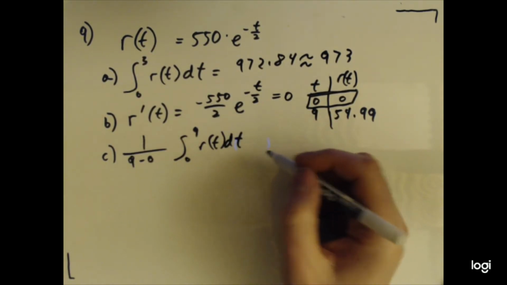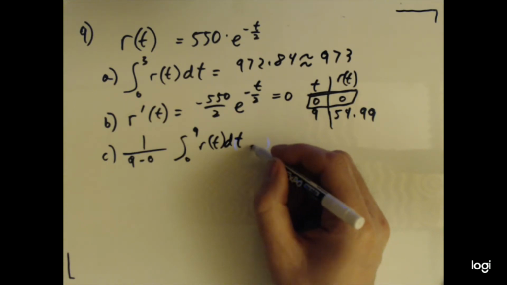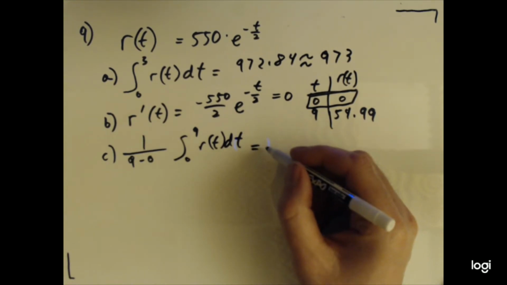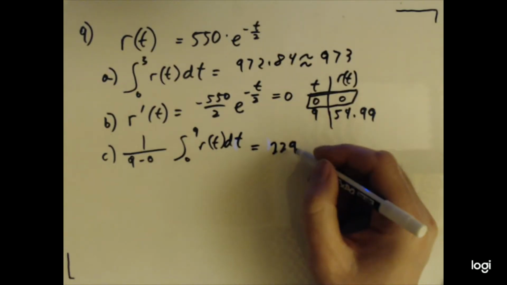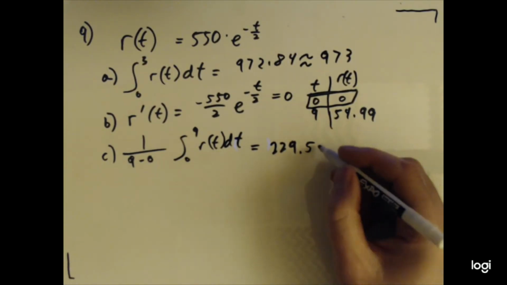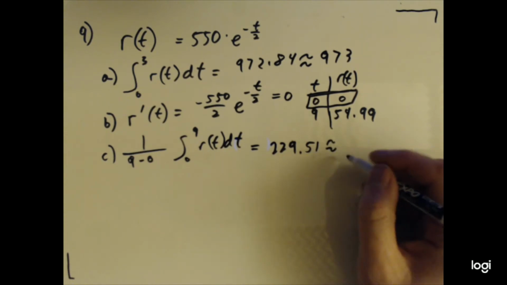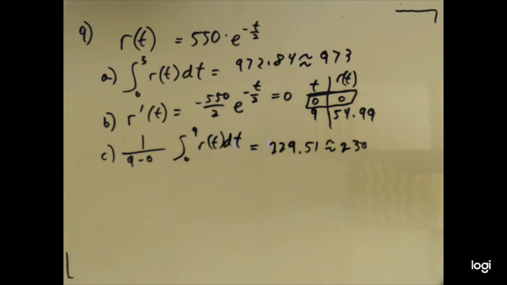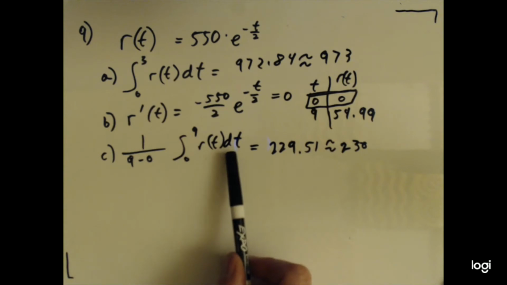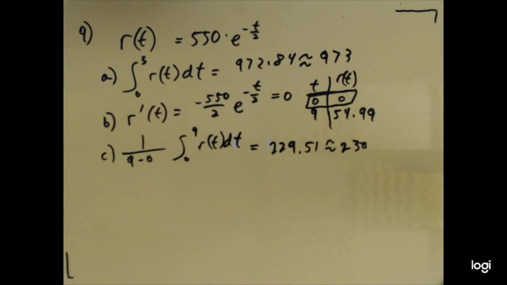Again, you can do this on your calculator, so no reason to do it by hand. Just don't do it by hand. Do it on your calculator. So that's 229.51, or approximately 230. That is the average rate. So remember, average of a function is the integral divided by the interval in which it is happening.